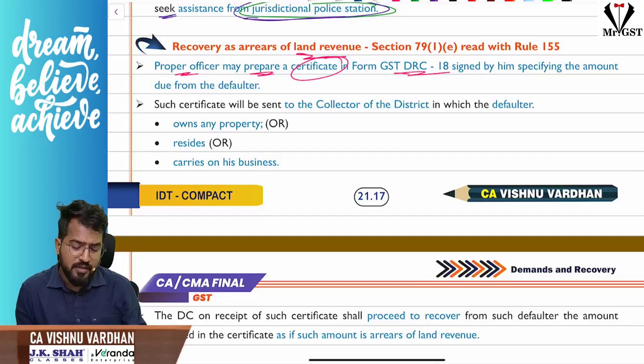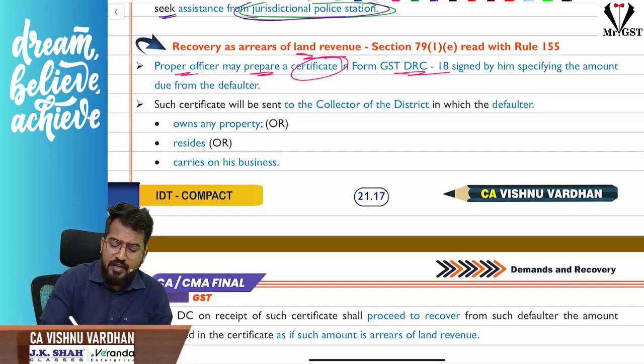Next, understand, any person after the amount has become due from him creates a charge on or parts with the property.